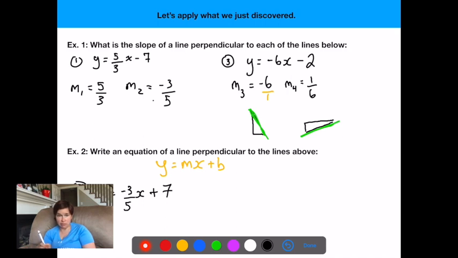Notice it's not 7 because the last one was 7. The last one was negative 7. Doesn't have to be the same there. Could be the same. Doesn't matter. Okay, next one.